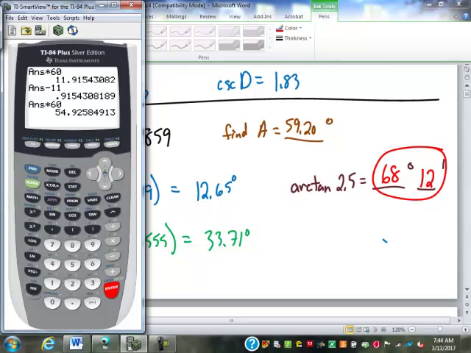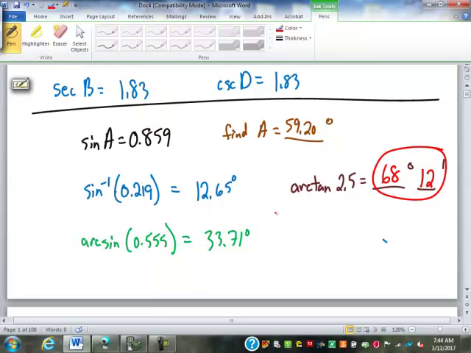Or I could have just done second tangent 2.5 and gone into the angle menu and selected the DMS. 68 degrees, 11 minutes, 54.9 seconds. That's one of the quirks on this calculator. This calculator is the only place I've ever seen anything express seconds past one decimal place. Usually one decimal place on anything for the seconds is standard. Any questions?